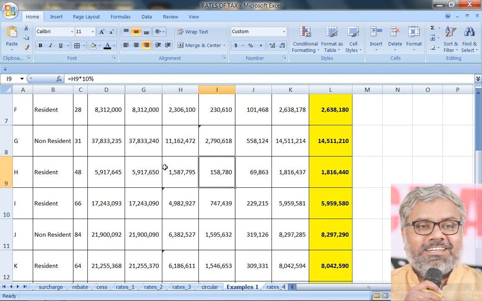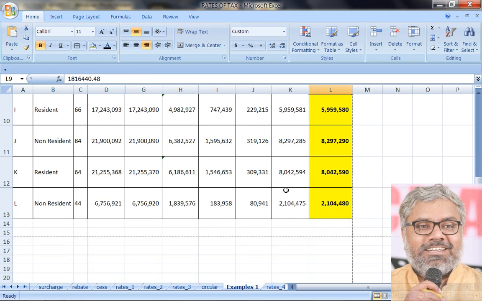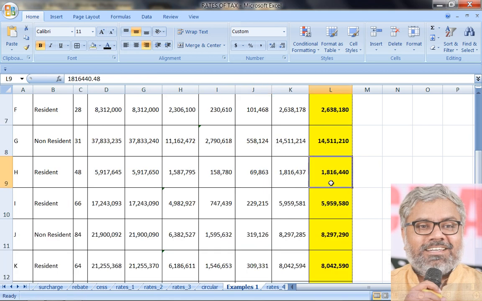Base tax is common calculation, nothing special. Surcharge here is 10% since the income is more than 50 lakhs but less than 1 crore. Then cess is common. After adding it, final answer is 18 lakhs 16,440. I is a resident, but again look at the age carefully.